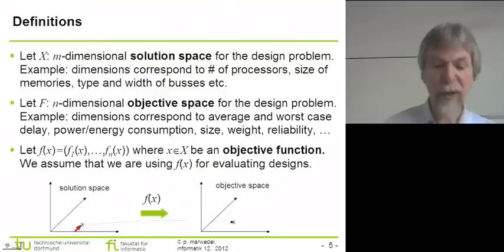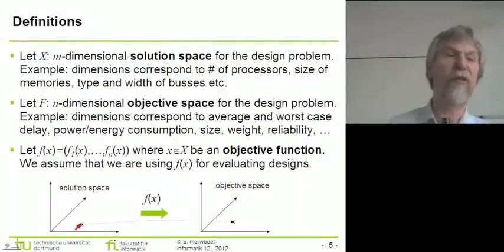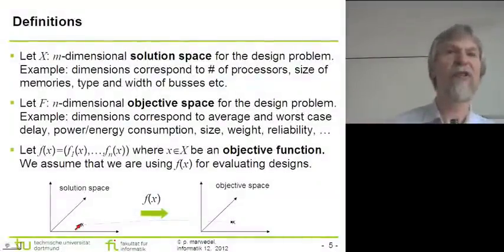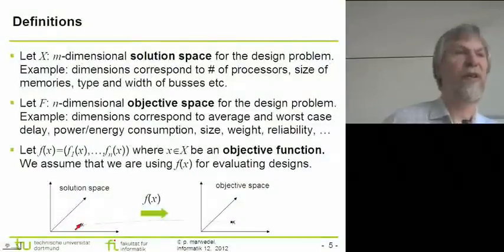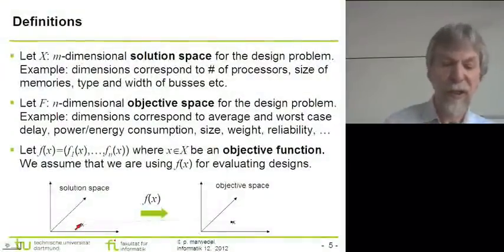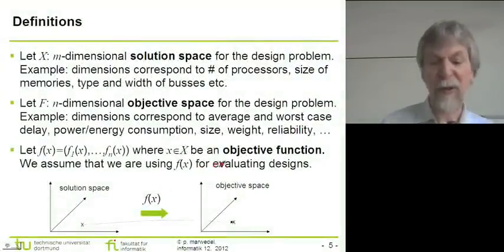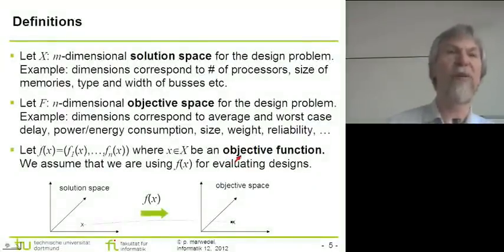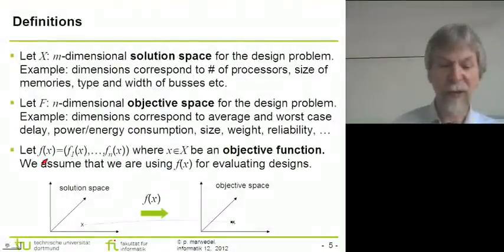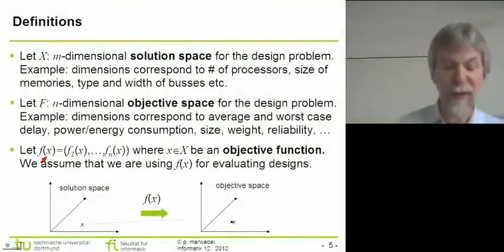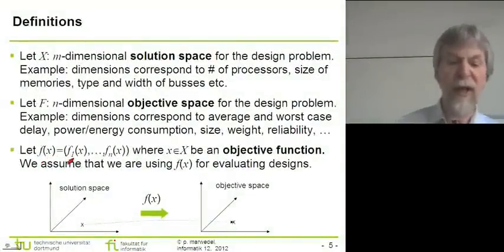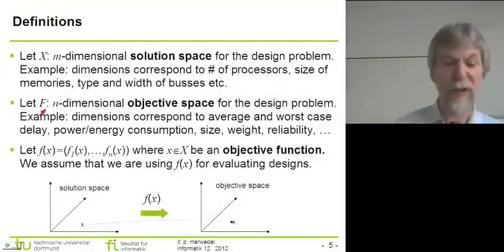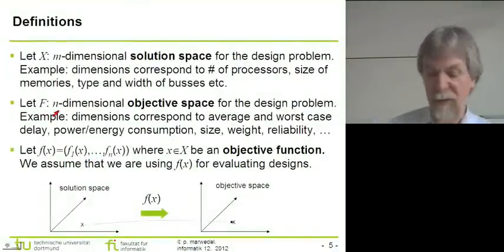Now, typically, we are working in this solution space where we are taking certain decisions, but we have to figure out whether a certain decision is good or not, and therefore we need a so-called objective function which will evaluate a certain design in terms of the objectives that we are using there. And we are calling this objective function f of x, which is having as dimensions the different dimensions here in our objective space.